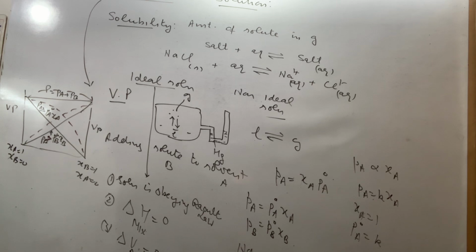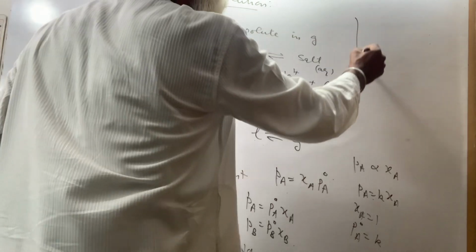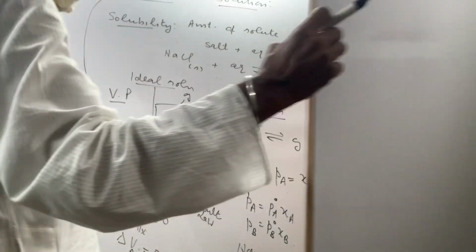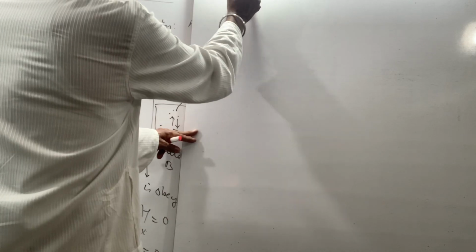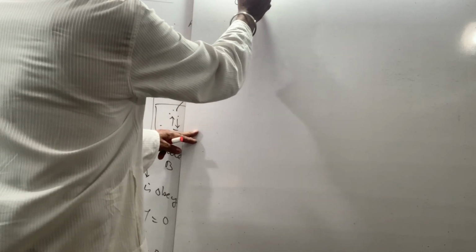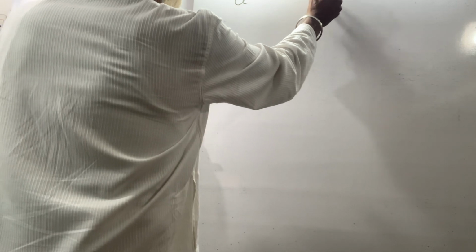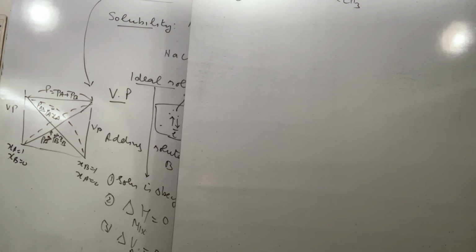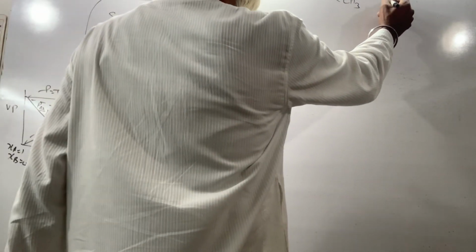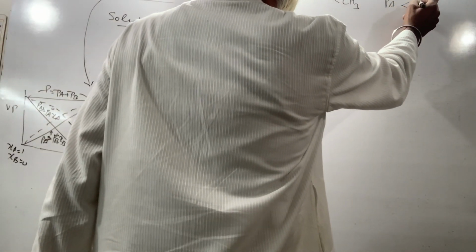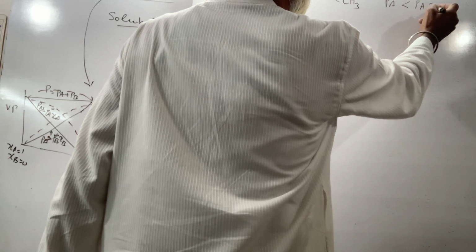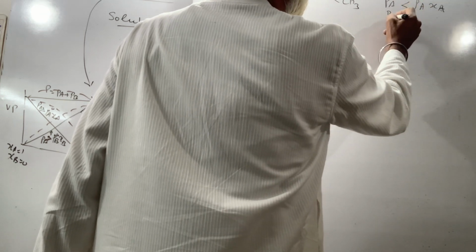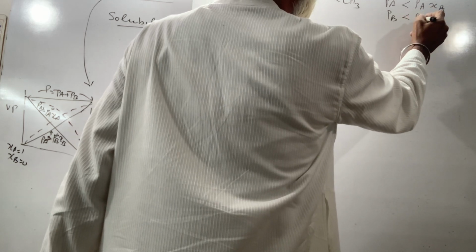Chloroform and acetone, when you are mixing them, what will happen? Chloroform will be making a hydrogen bond. Hydrogen and oxygen are making a bond. The bond formation is taking place. So here, first of all, Raoult's law is not obeyed. So PA will be something less than this, and PB will be less than this.